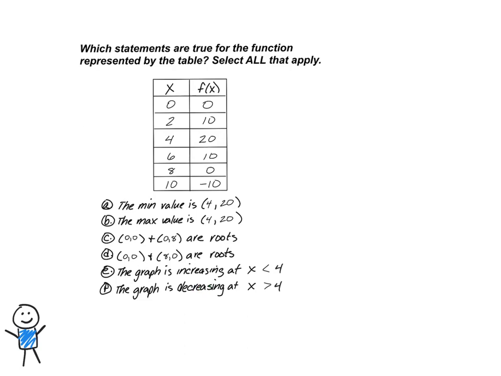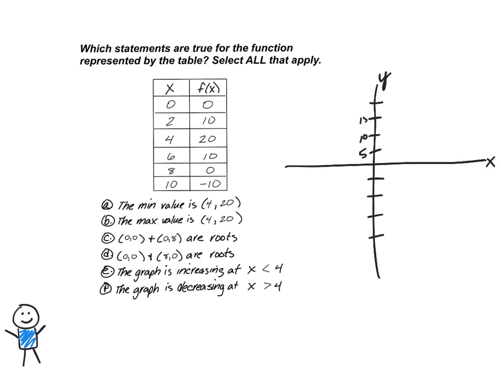When I'm given a table as a set of values, one of the first things I like to do is go ahead and draw myself a graph to represent it to help me visualize the key features. Now, as I'm drawing the scale of this graph, I see my f of x or my y values go from -10 to 20, so I'm going to count these by fives. So we'll just call that 5, 10, 15, and 20, and we'll go -5 and -10.